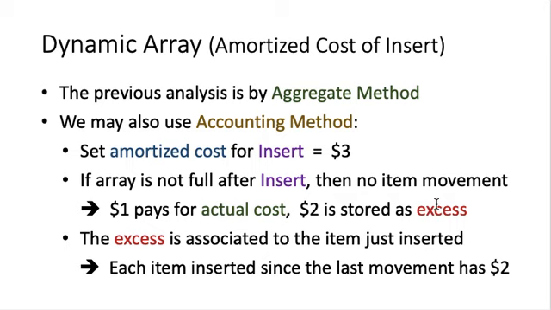To have a better accounting of where the money is stored, we will associate this $2 to the item we have just inserted. So now, what we have here is each item that is inserted since the last movement. So we may have from time to time some movement, some relocation event. But after the relocation event and before the next relocation event, items may be inserted, and for each item inserted during this time, it will have an associated $2 there.